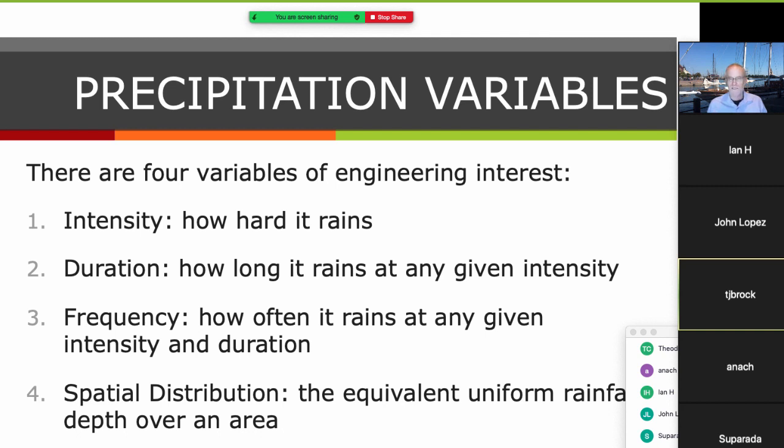Duration, how long does it rain at any specified intensity. Frequency is how often does it rain for any prescribed intensity and duration. And then the fourth variable of interest kind of doesn't fit the other three, but what's the spatial distribution of a rainfall, either event or climatically or weather-wise, over short or long periods of time?